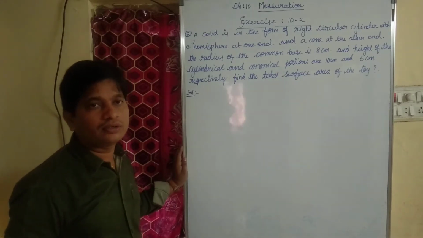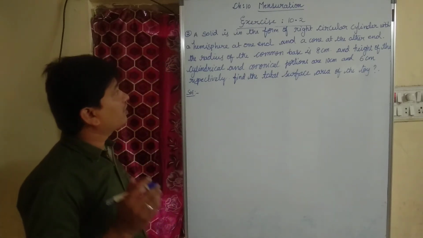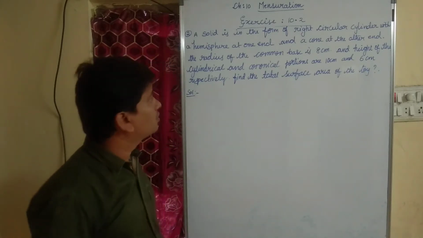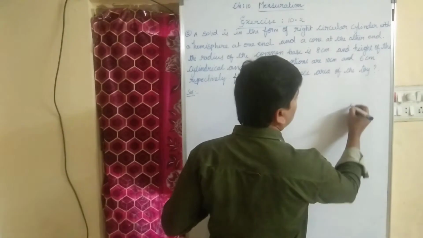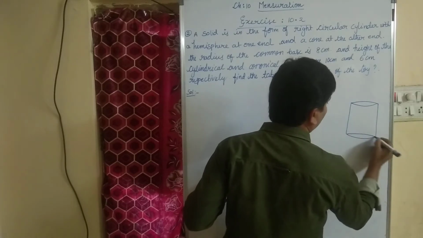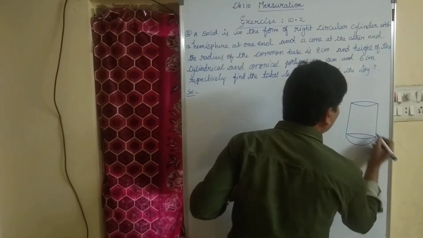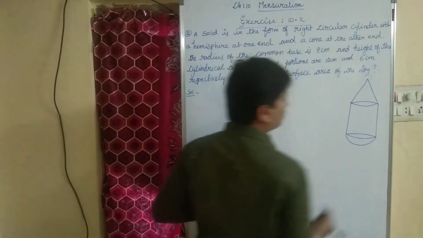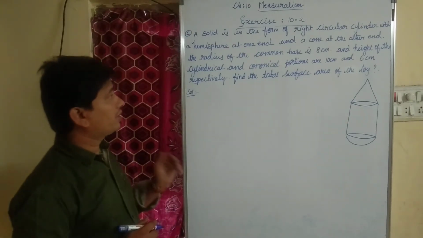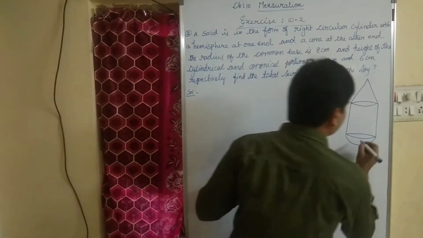Now coming to the second question, a solid is in the form of a right circular cylinder with a hemisphere at one end and a cone at the other end. This is the solid, right? Now coming to the second point, the dimensions are: the radius of the common base is 8 cm.